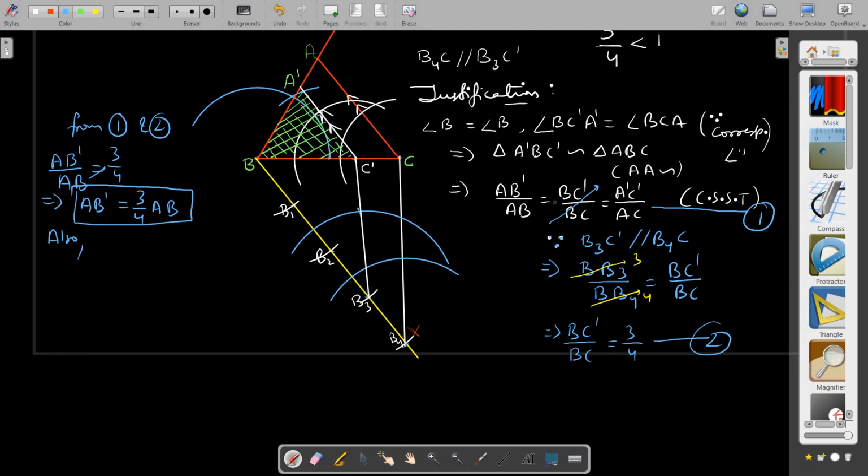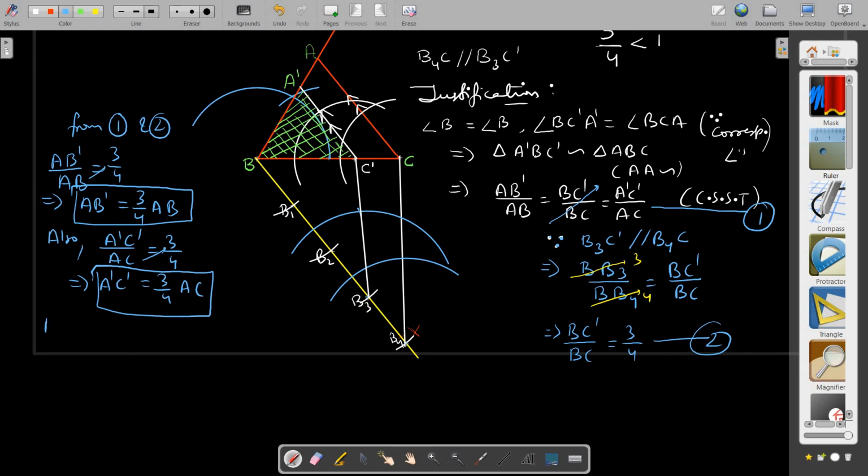Also, when we see the other ratio from equation 1, in place of BC prime by BC, if we write 3 by 4, then we will have A prime C prime by AC is also equal to 3 by 4, and we will go for cross multiplication, and then we will have A prime C prime is 3 by 4 of AC. So this is the other side of the constructed triangle, which is 3/4 of the given triangle.